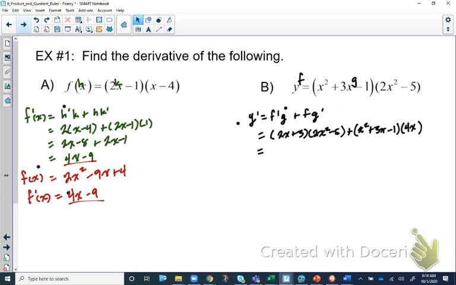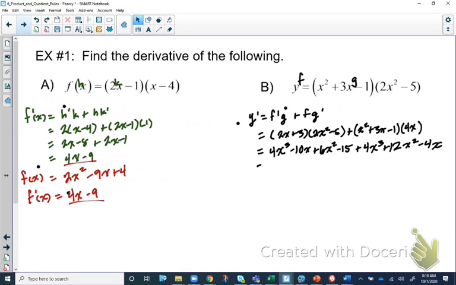Now we'll go ahead and do our distribution and see what we end up with. So here, distributing the two binomials, I'm going to get a 4x to the third power minus 10x plus 6x squared minus a 15. And distributing the second bit, we will get a positive 4x to the third power plus 12x squared minus 4x.